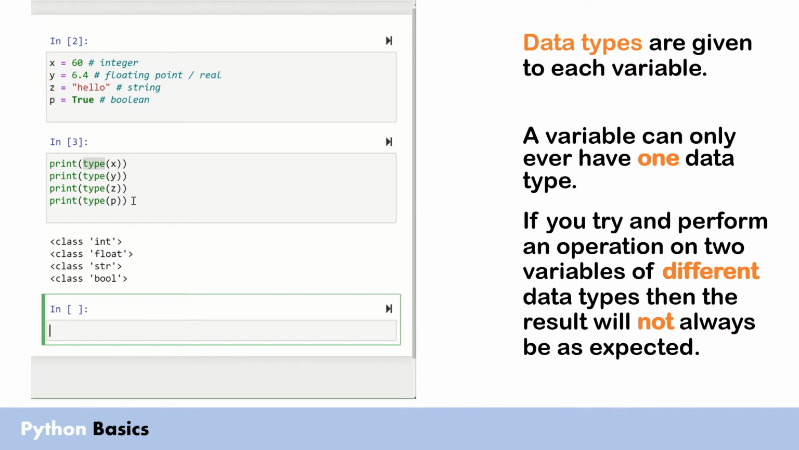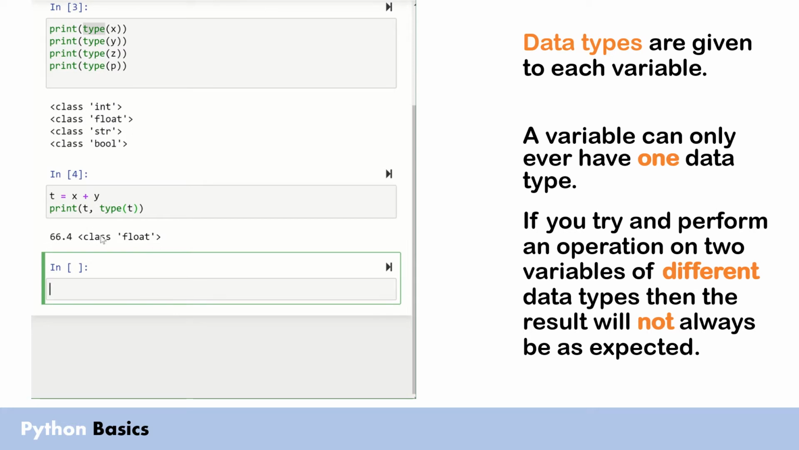Now, I'm going to create a new variable t, and I'm going to add x plus y. What I'm doing here is adding an integer value to a floating point value. So what's the result? Is the result going to be an integer or is it going to be a floating point? So let's see. I'm going to print out the answer, and next to it, I'm going to print out the data type of t. Let's run that. So you can see it says 66.4 class float.